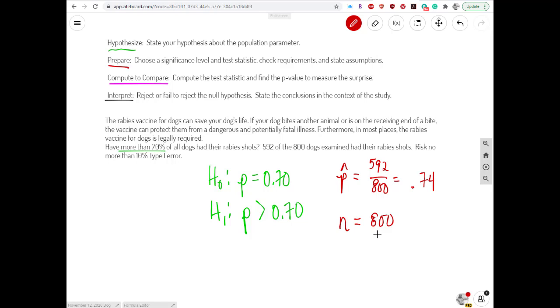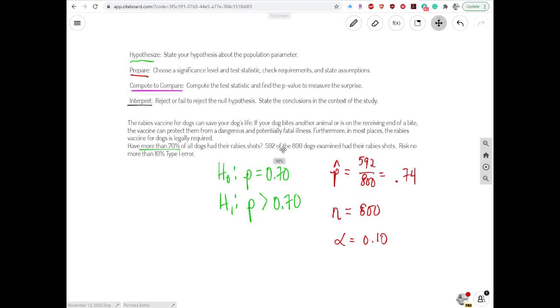I know that there is a sample of 800 dogs, and they're telling me that I have to risk no more than 10% type 1 error. So basically it's saying that my alpha needs to be no greater than 10%. So I can go ahead and write 10% like this.